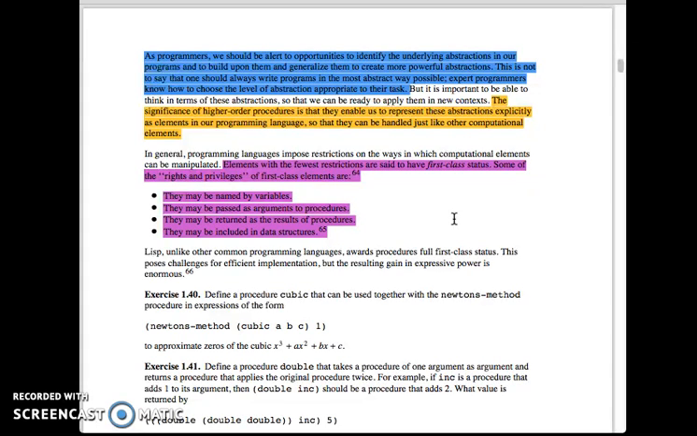The significance of higher-order procedures is that they enable us to represent these abstractions explicitly as elements in our programming language, so that they can be handled just like other computational elements. In general, programming languages impose restrictions on the ways in which computational elements can be manipulated. Elements with the fewest restrictions are said to have first-class status. Some of the rights and privileges of first-class elements are: they may be named by variables, they may be passed as arguments to procedures, they may be returned as the results of procedures, and they may be included in data structures. Lisp, unlike other common programming languages, awards procedures full first-class status. This poses challenges for efficient implementation, but the resulting gain in expressive power is enormous.